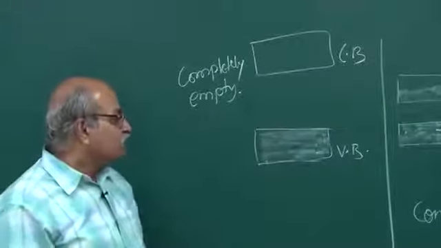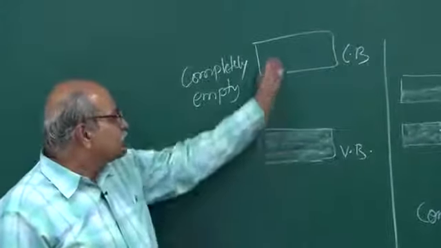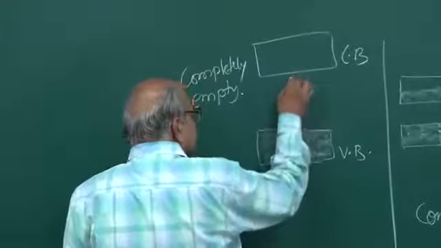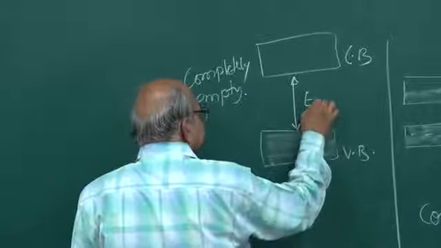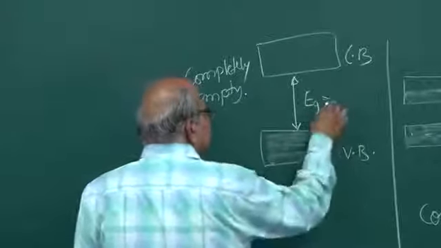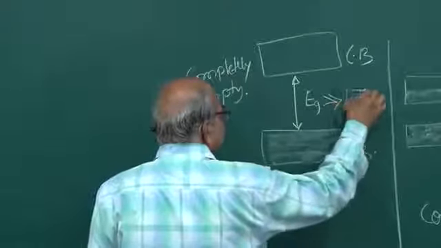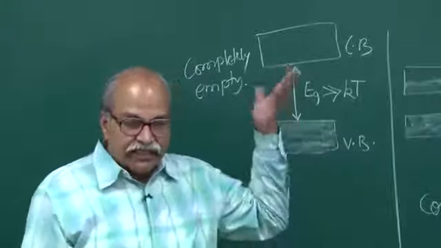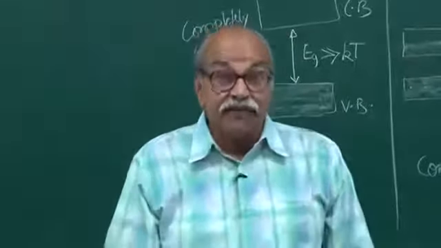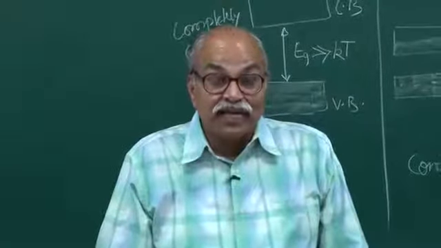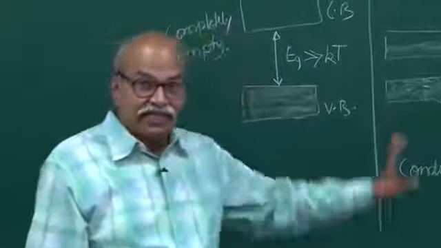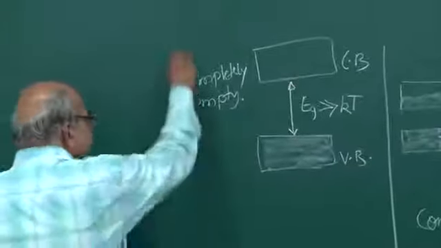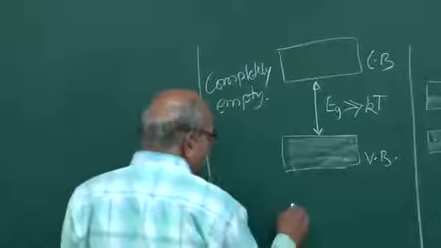At low temperatures, 0 K, this is the kind of situation, and this energy gap is large. I'll just tell you what I mean by large. Large means it is much larger than kT. And when I say much larger, that means, let us say, something like 100 times or 200 times. 5 times, 10 times is not large. So this kind of materials are insulators.